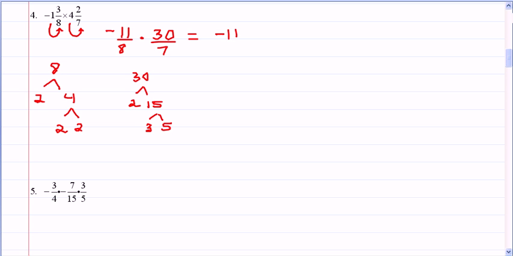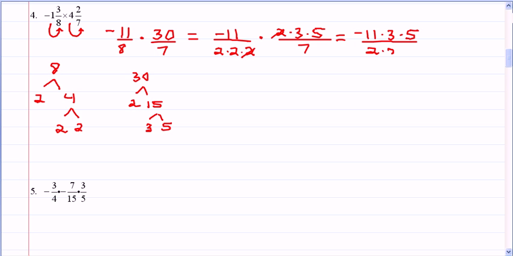So I have negative 11 over 2 times 2 times 2 times 2 times 3 times 5 over 7. And the only number I can cancel here is one of the 2's. So I just multiply out what's left. Negative 11 times 3 times 5 over 2 times 2 times 7, and I get negative 165 over 28.